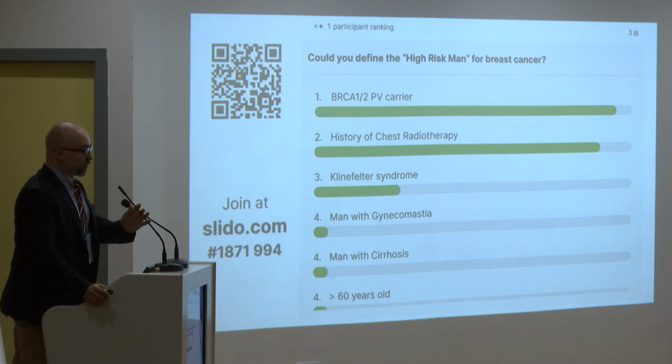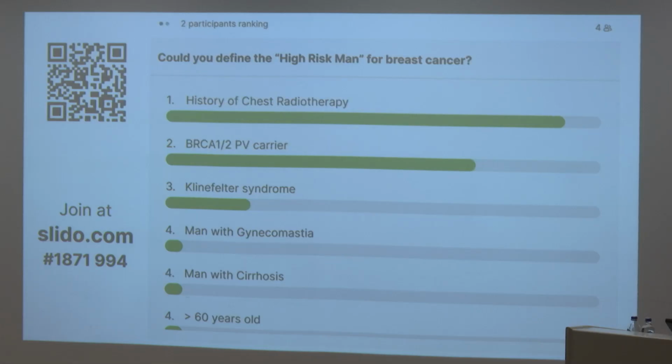Actually, as I told you, the definition of high-risk man is not clear in the literature, but we can see that we have a consensus on the BRCA1/2 pathologic variant carriers and the history of chest radiation therapy, and someone voted for gynecomastia and cirrhosis, and also Klinefelter syndrome. Okay, I think the winner is the BRCA1/2 mutation. So the winner is the BRCA1/2 mutation.